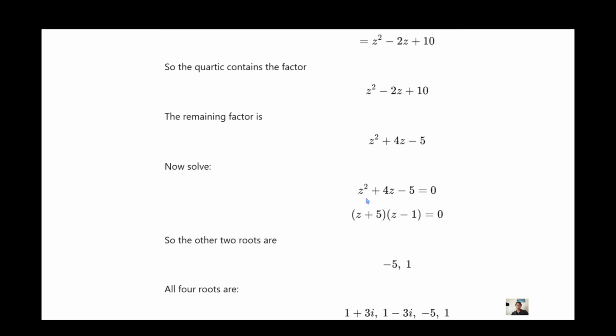Now we solve. So z squared plus 4z minus 5 is equal to 0. So therefore, z plus 5 multiplied by z minus 1 is equal to 0. So the other 2 roots are minus 5 or 1. All 4 roots are 1 plus 3i, 1 minus 3i, minus 5, and 1.